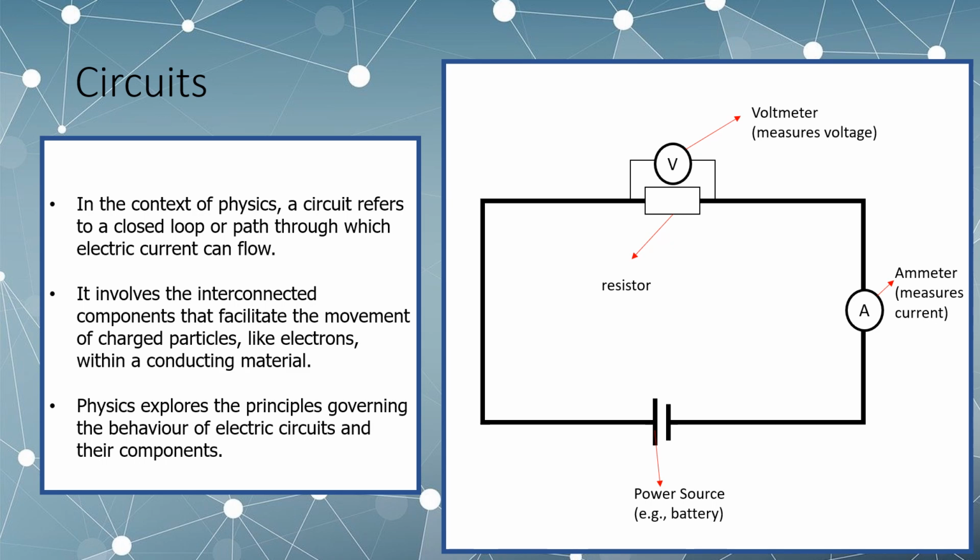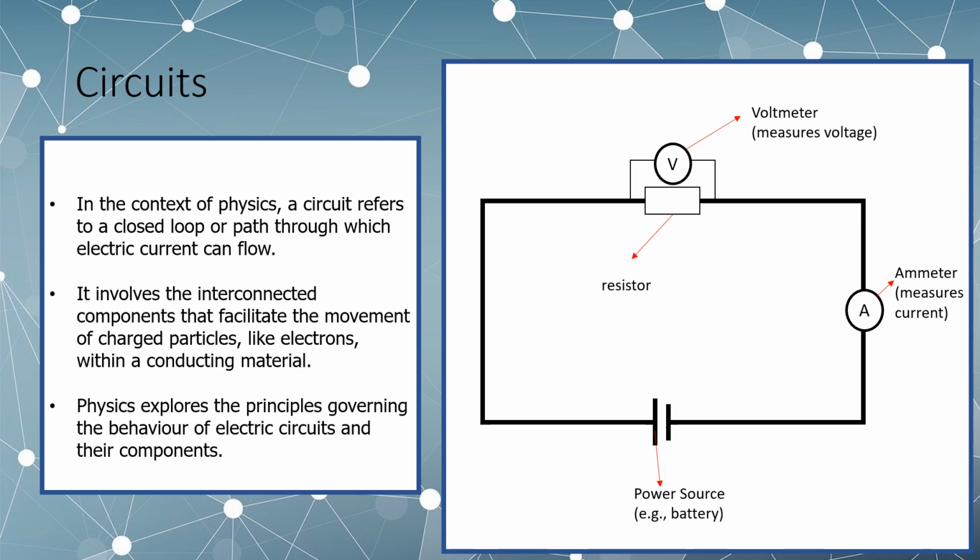Physics is used to explore the principles governing the behavior of electrical circuits and their components. The diagram on the right shows a basic circuit with a few components we're going to discuss. We have a resistor, which we'll go into more specific detail shortly. We have a power source, which could be a battery, for example. And then the two things that are unique to this diagram are the measuring tools we use, which you'll need to be familiar with for drawing them on circuit diagrams.